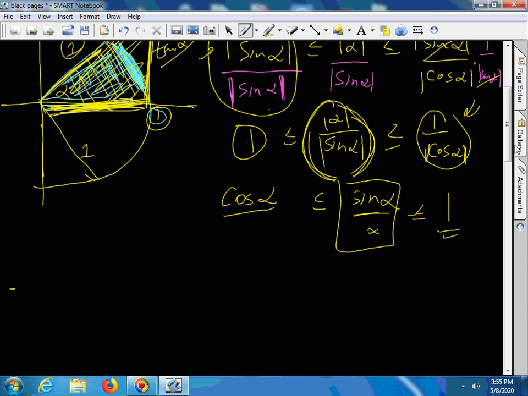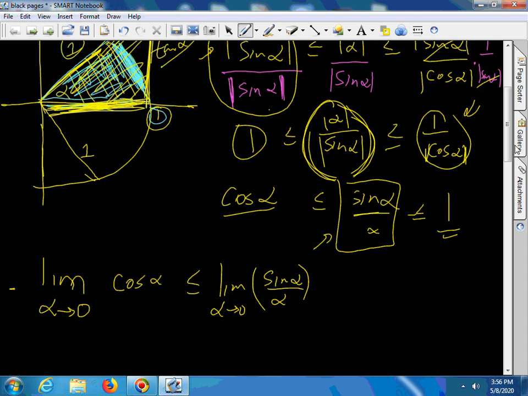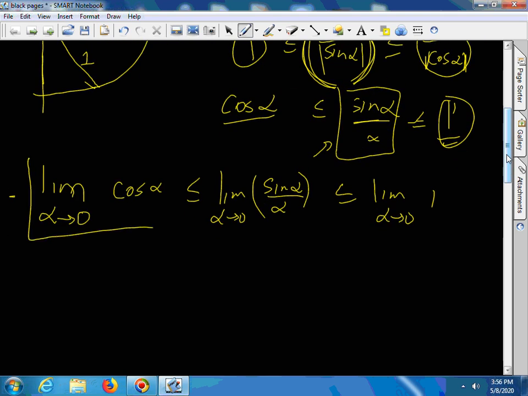Well, I don't really want this function. I want the limit of that function as A goes to 0. So I take the limit of all three sides. The limit as A goes to 0 of cosine of A, which I know, is less than or equal to the limit as A goes to 0 of sine A over A, which I don't know. If I knew it, I wouldn't have done all this work. This is less than or equal to the limit as A goes to 0 of the right side. Well, this limit is just cosine of 0, which is 1.